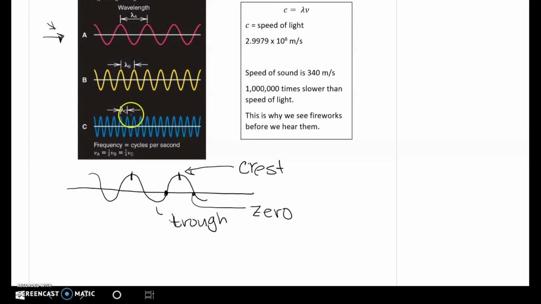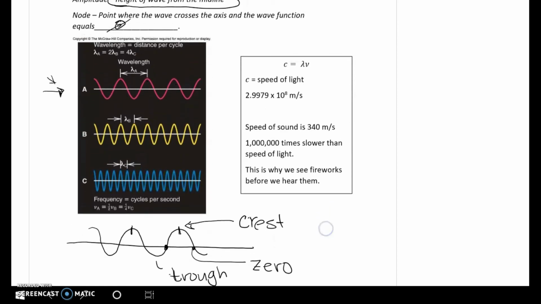So as the wavelength is getting shorter, our frequency is getting higher. So then again, it reinforces that those are indirectly proportional. So here we have a formula. C equals lambda times nu.